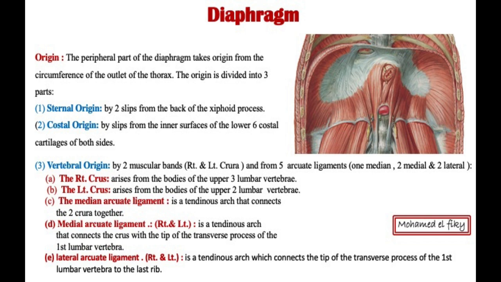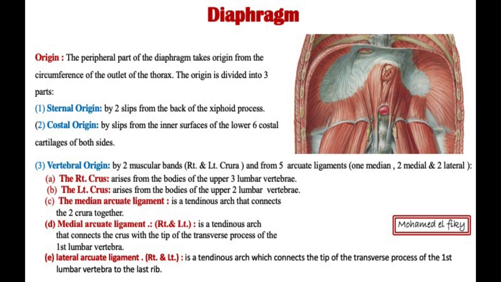Arcuate ligaments. The median arcuate ligament is a tendinous arch that connects the two crura together, lying between the right crus and left crus. The medial arcuate ligament, right and left, is a tendinous arch that connects the crus with the tip of the transverse process of the first lumbar vertebra. The lateral arcuate ligament, right and left, is a tendinous arch which connects the tip of the transverse process of the first lumbar vertebra with the last rib.